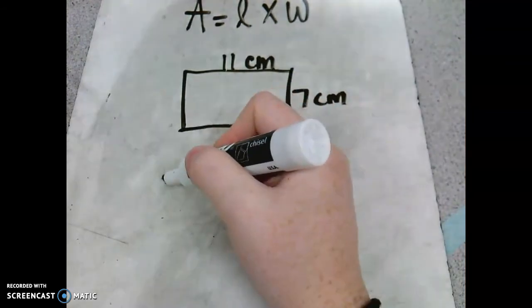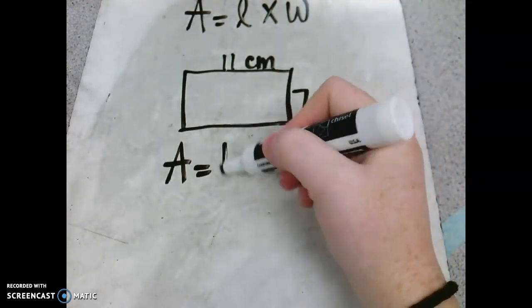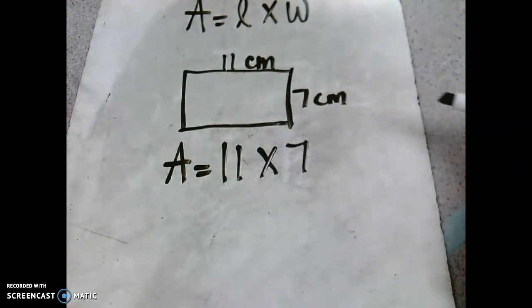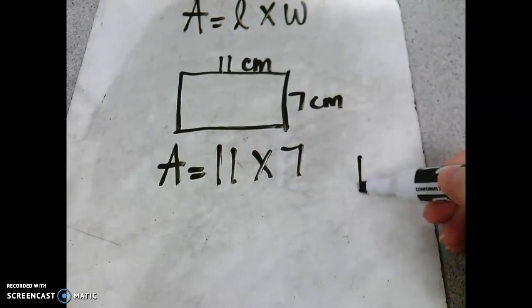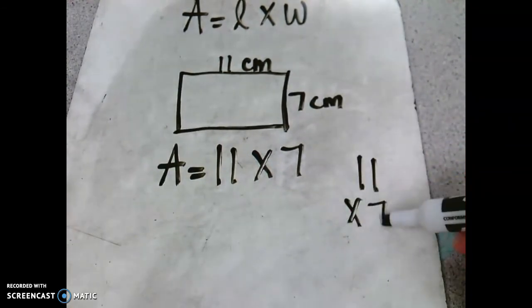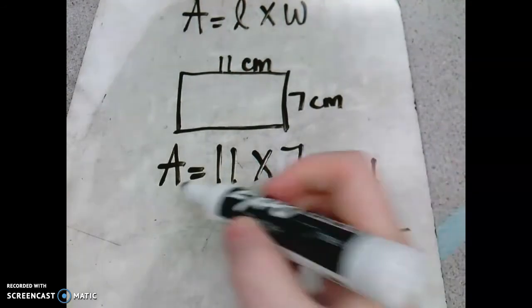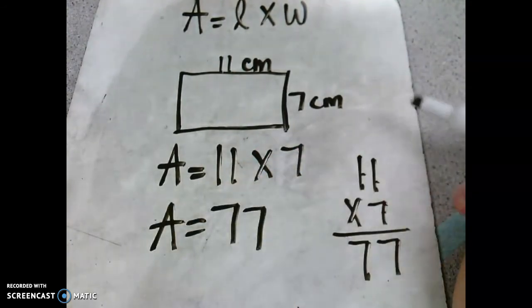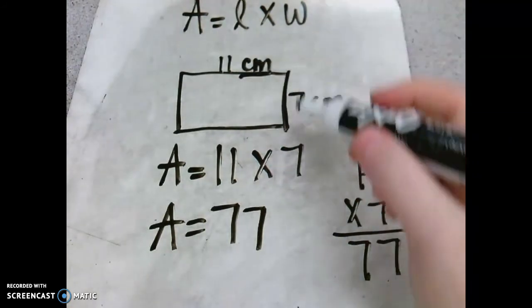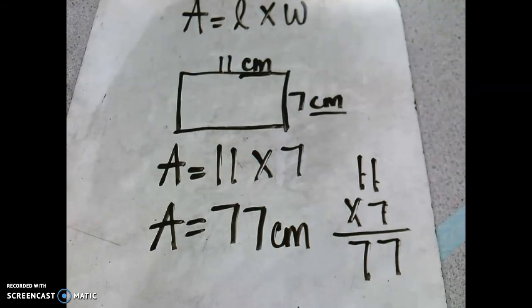Okay, so when we find area, we need to multiply these two sides together. So we have 11 times 7. Now, if you don't already know this, you can come to the side and write it vertical. 7 times 1 is 7. 7 times 1 is 7. So our area for this rectangle would be 77. What's it measured in? Centimeters. 77 centimeters would be our answer.